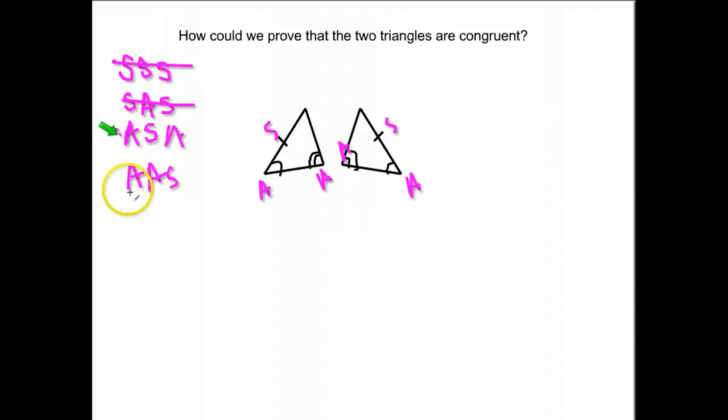When we're deciding which of these two options it is, we take a look at where the side is located. Is it between the two angles, like this is between the two A's in ASA, or is it after the two angles, like this is after the two A's in AAS? So take a look. Where is the side located? If the side were between them, it would have to be this side right here that's connecting them, and not this side that follows. So it's not ASA, it is AAS. It's two angles followed by a side.